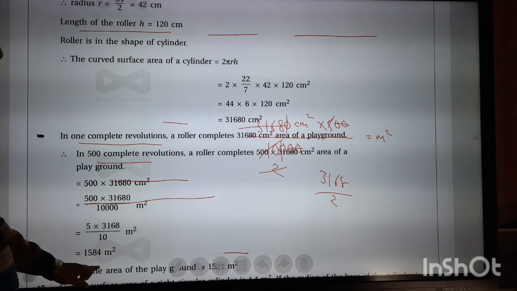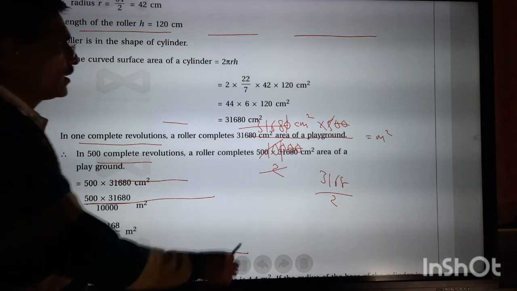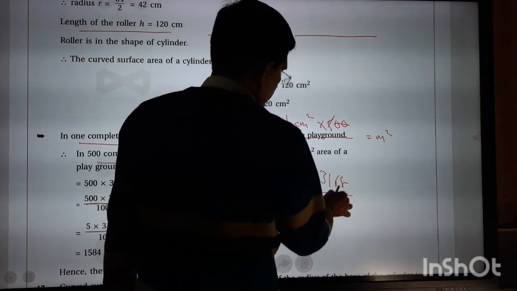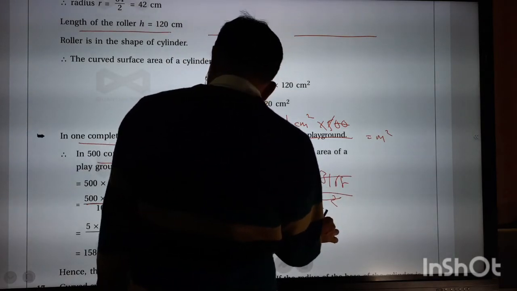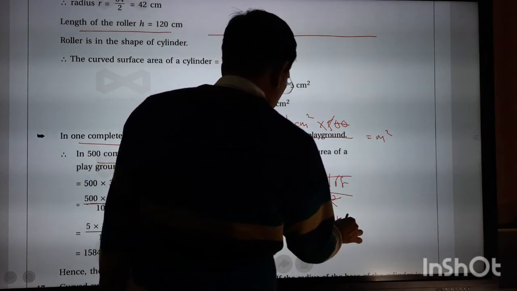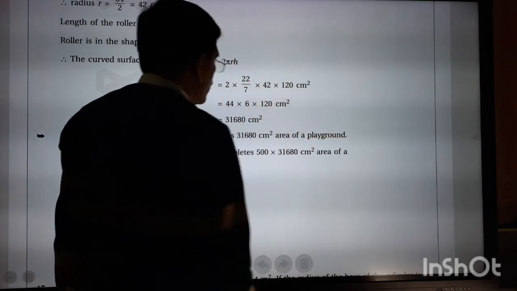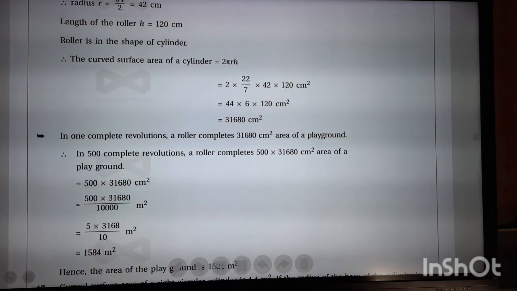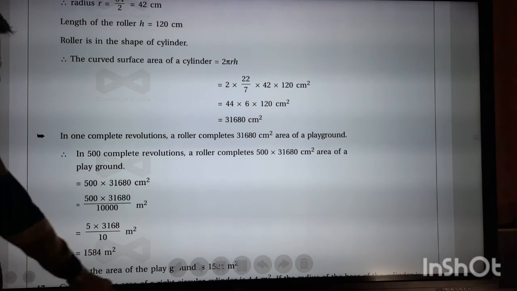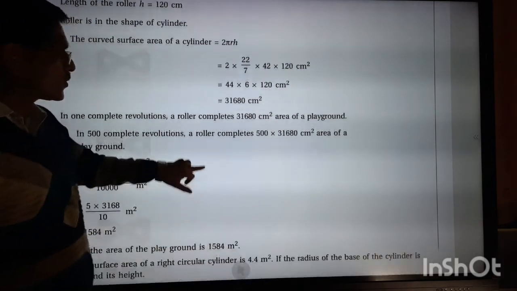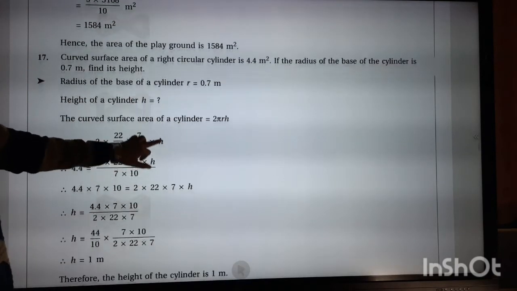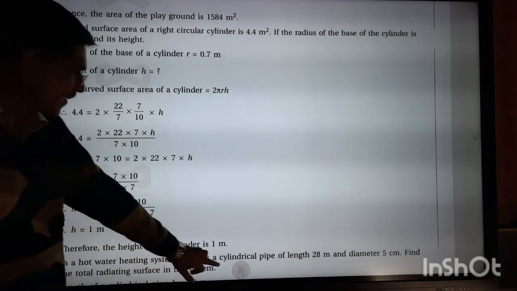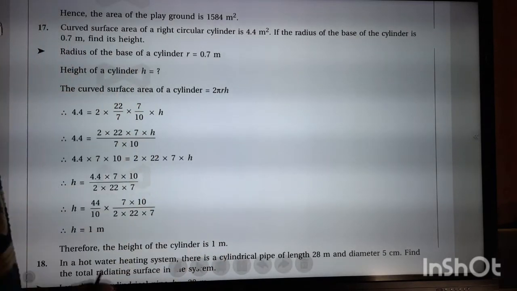So 1584. Same thing here, if you cancel, 1584 meter square. So the same thing, whatever I am explaining again here, it is with solution, so we can easily understand and we can do revision fast. That is why we are doing it like that.